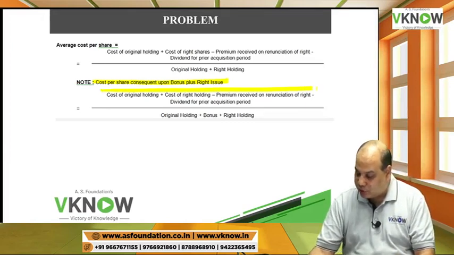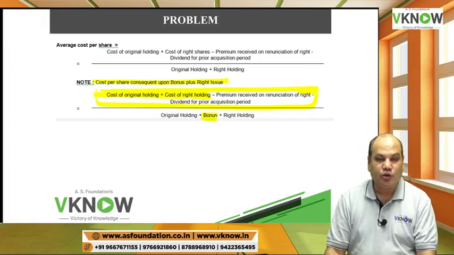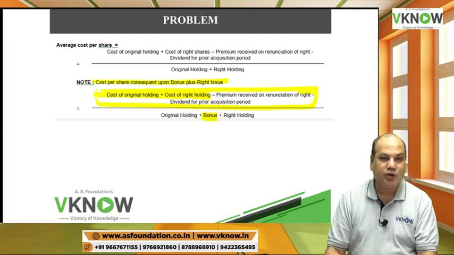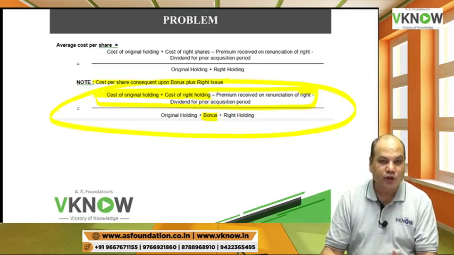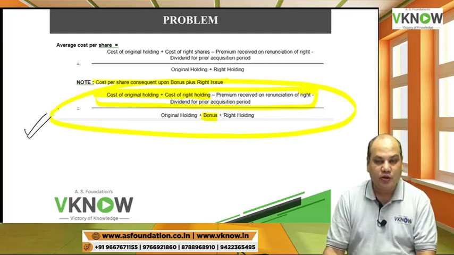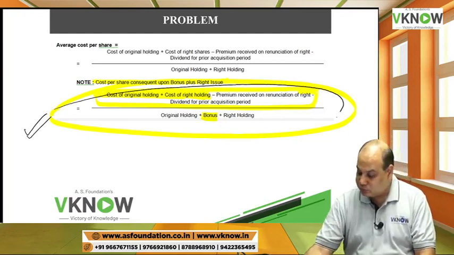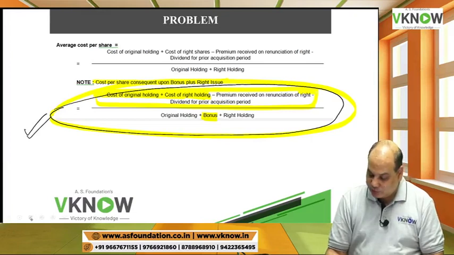So your numerator will not change, because the cost of bonus shares will not increase your cost of investment. But in the denominator you have to also add bonus shares. So this is a very important formula for this chapter, for the remaining questions, because the Institute has continuously asked question after question on this topic, and most of the questions based on shares will require this formula. So I will just revise one last time.